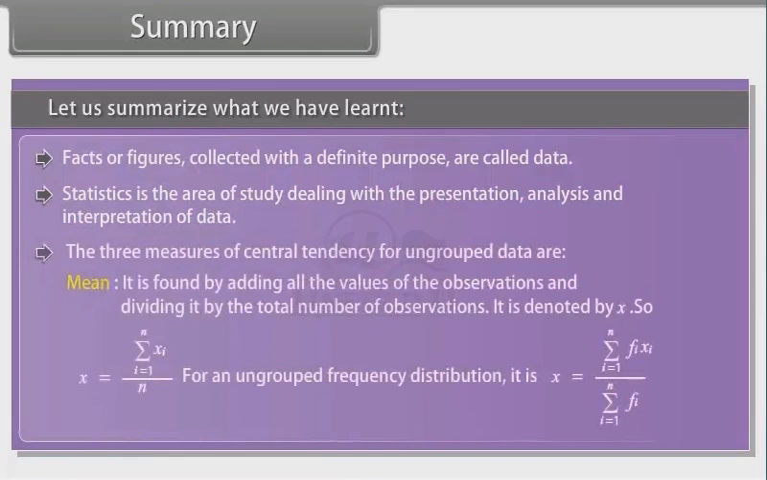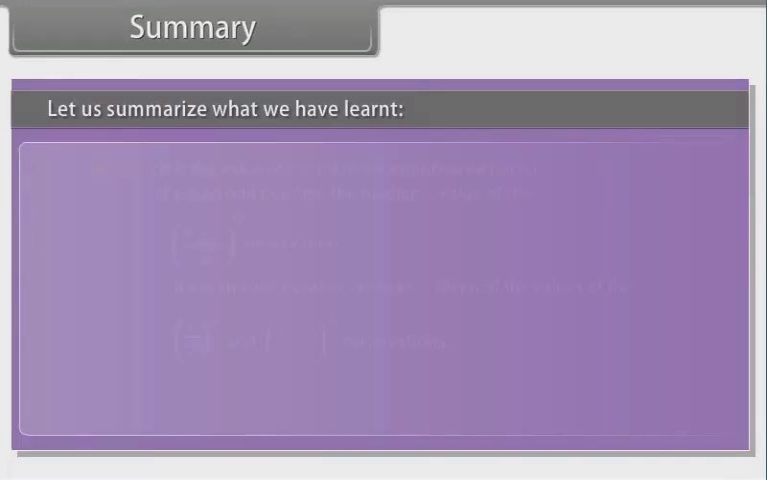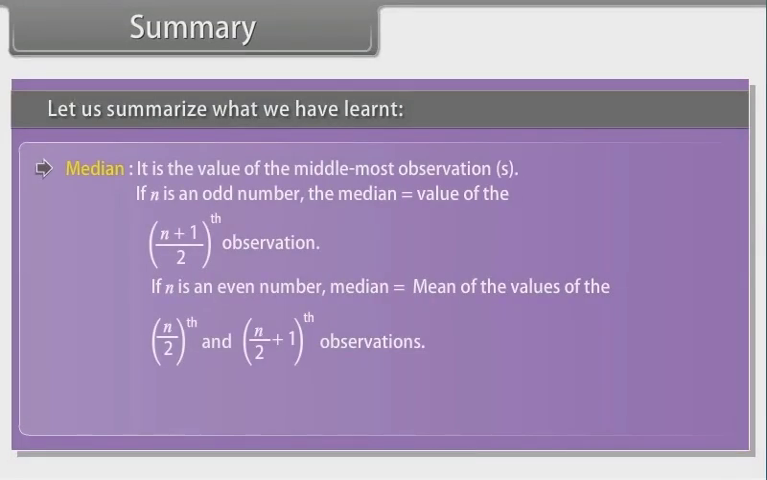So, for an ungrouped frequency distribution, it is median. It is the value of the middlemost observation. If n is an odd number, the median is equal to the value of the n plus 1 whole upon 2th observation. If n is an even number, the median is equal to the mean of the values of the n upon 2th and n upon 2 plus 1th observations. Mode. The mode is the most frequently occurring observation.